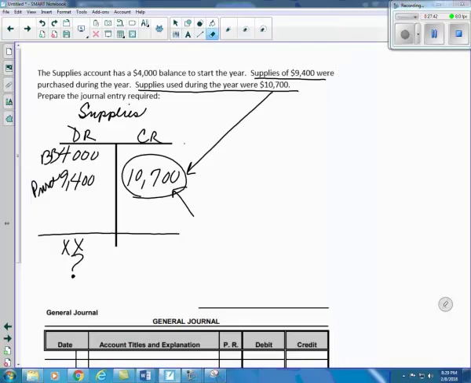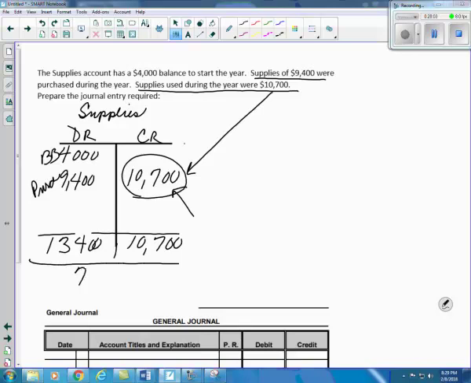Although we certainly could find out what our ending balance is. If you'd like to do that, we can say, well, we have $13,400 on this side, and we have $10,700 on the credit side. And so this account has a debit balance of $2,700. So we subtract those two numbers and put it on the side that has the greater balance.